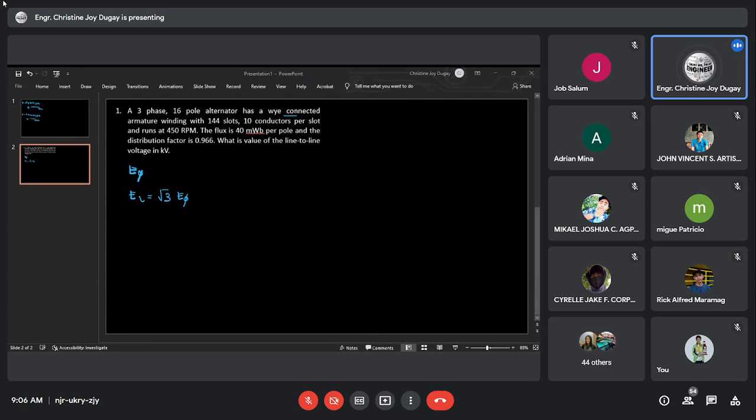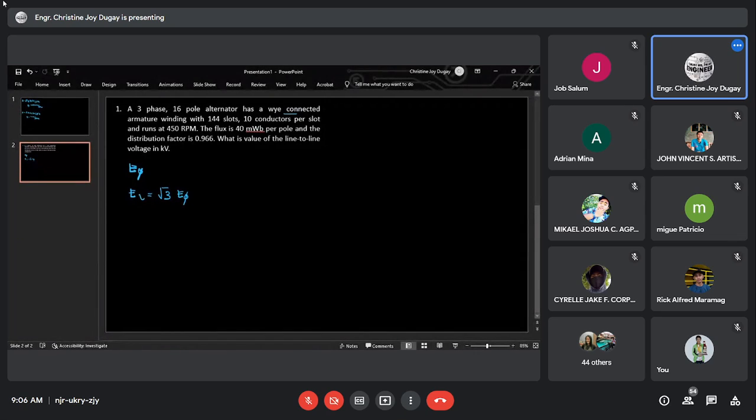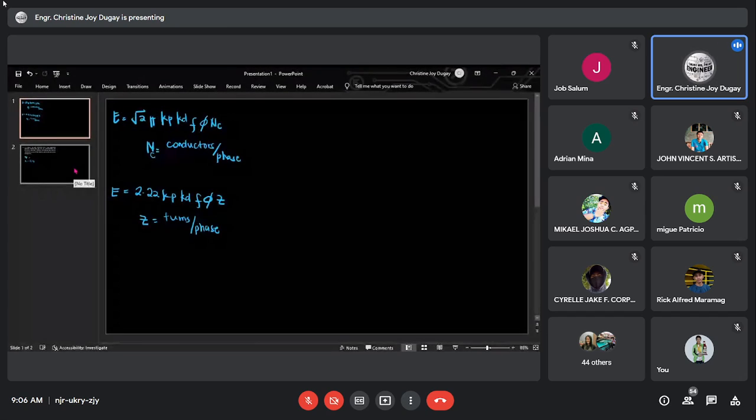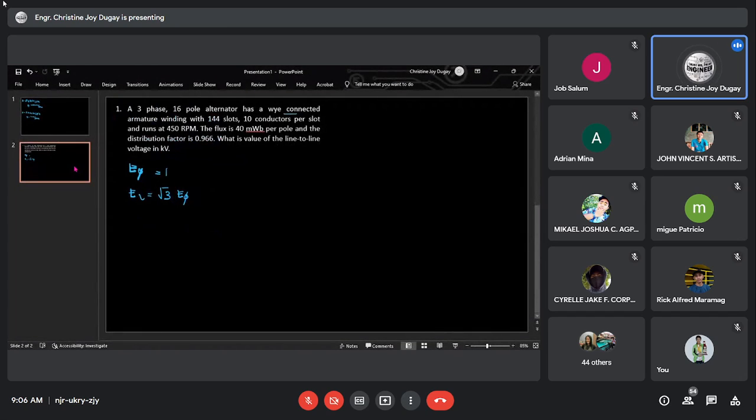So, how are we going to find the E-phase again? Our E-phase is equal to, if we use the first formula here, square root of 2 pi Kp Kd, frequency, flux, and Nc. First, let's determine what the Kp would be. What is our Kp?